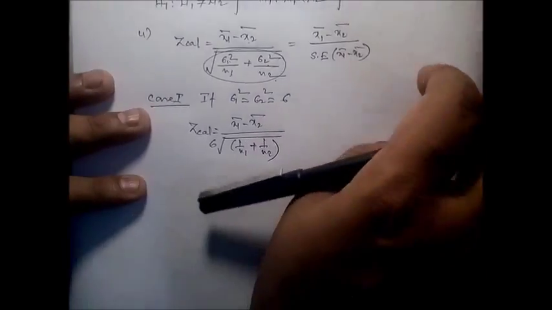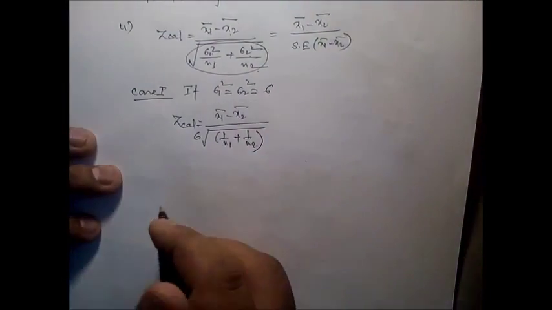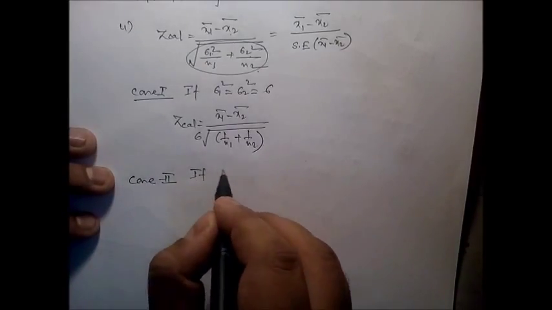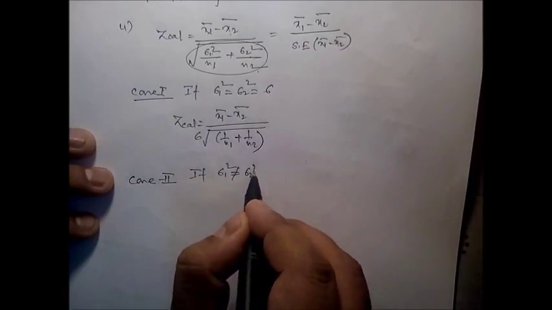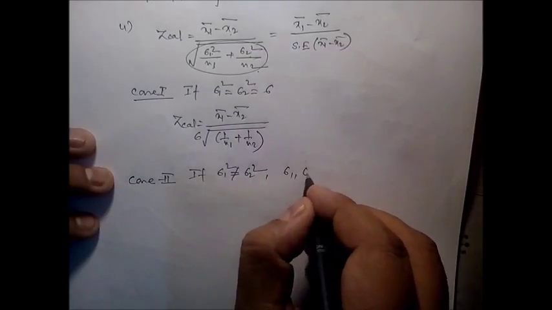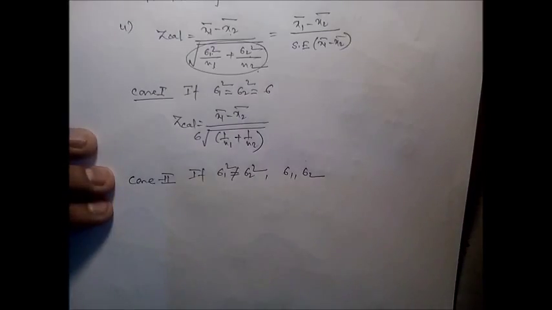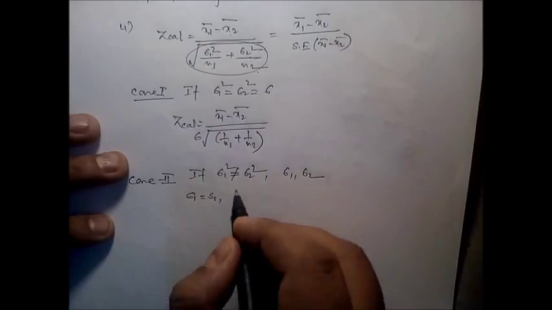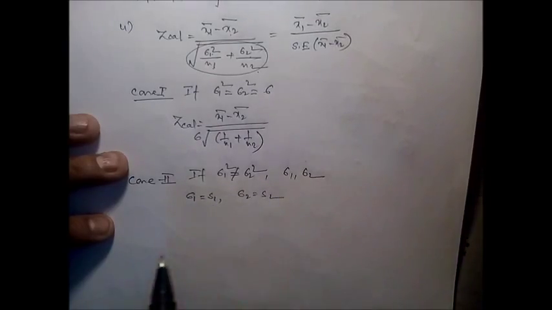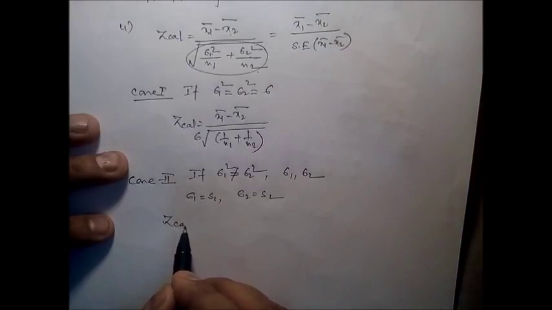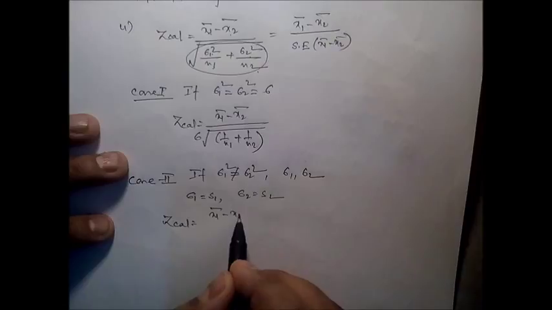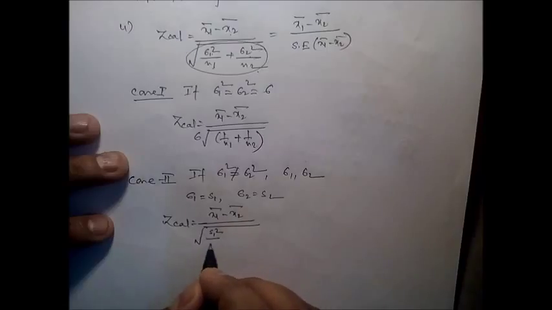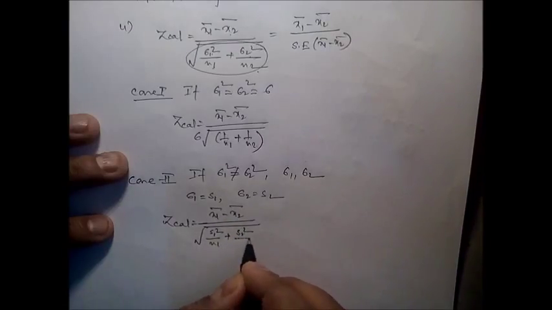Now in case 2, if sigma 1 square is not equal to sigma 2 square, and sigma 1, sigma 2 are not known and the sample size is large, then we can say sigma 1 is equal to s1 and sigma 2 is equal to s2. Then for this condition we can write x1 bar minus x2 bar divided by the square root of s1 square by n1 plus s2 square by n2.